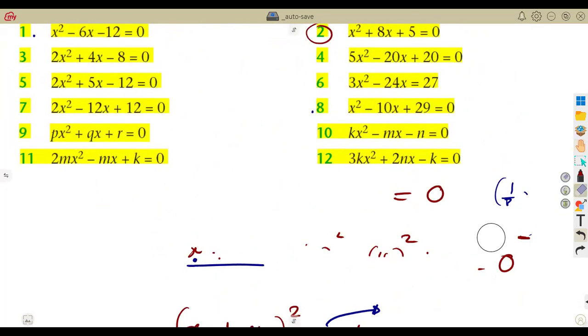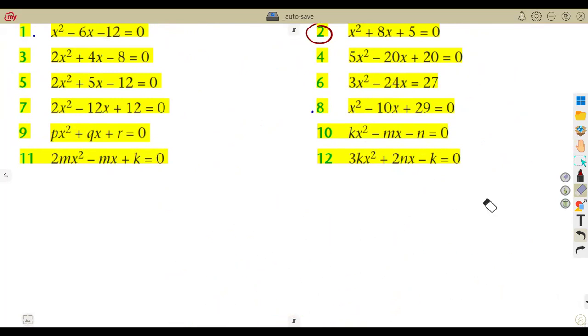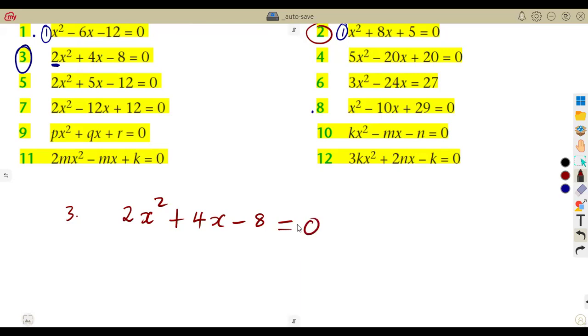Looking into question number 3, we can see that this time we do not have the coefficient of x squared as 1 as what we had before. There was a 1 there, but in number 3 this is 2. We have got a 2 there. So this is what we are going to have. It is given as 2x squared plus 4x minus 8, which is equal to 0.